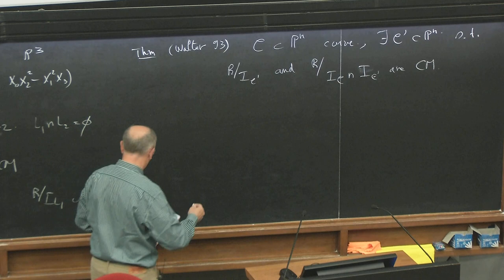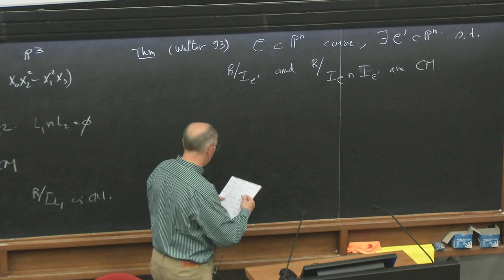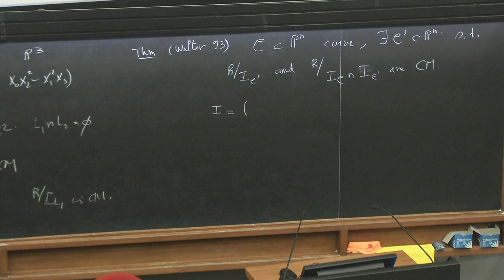So now, to understand what happens, as Ben explained, Huneke introduced Koszul homology. So now let's assume your ideal I, oh, this was bad. Anyway. Sorry.